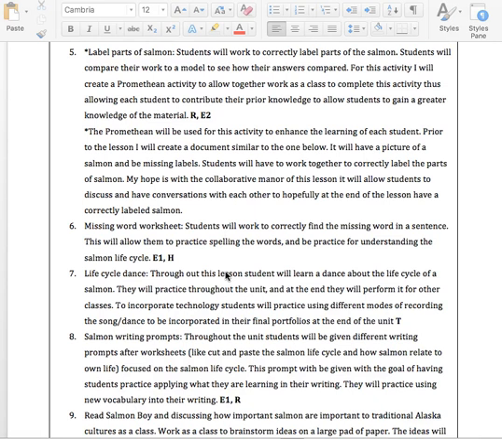So number 5, they will be labeling the parts of the salmon. This one might be a little bit tricky for younger students because they may not be familiar with the vocabulary that's being used. If that is true, they will be able to use the Promethean board, and this will allow them to work together to figure out where each label goes instead of trying to focus on reading the word.